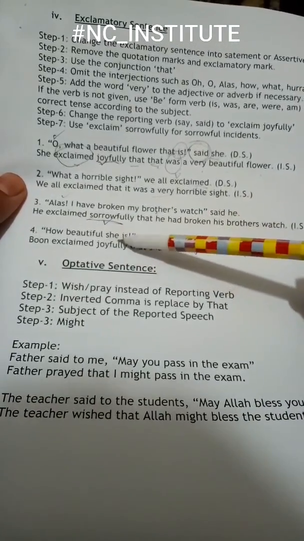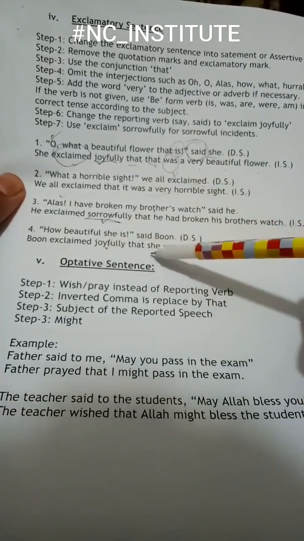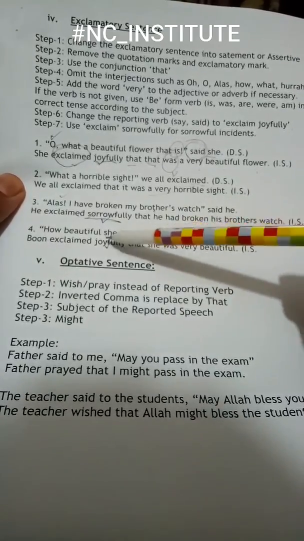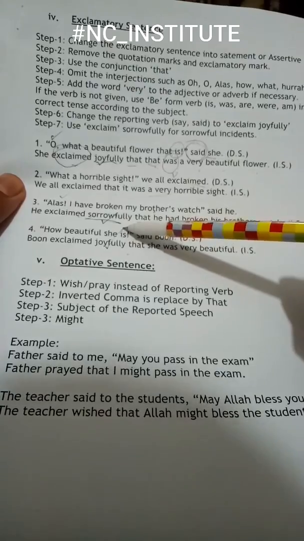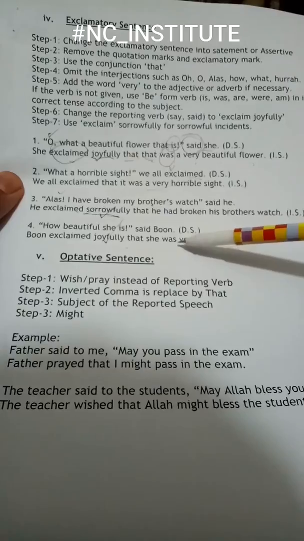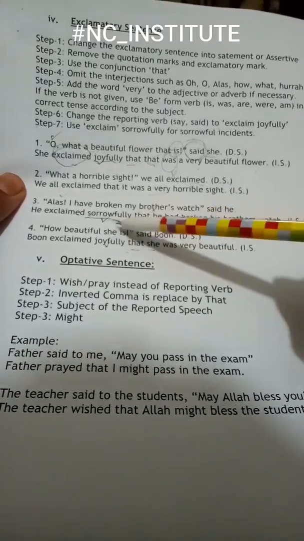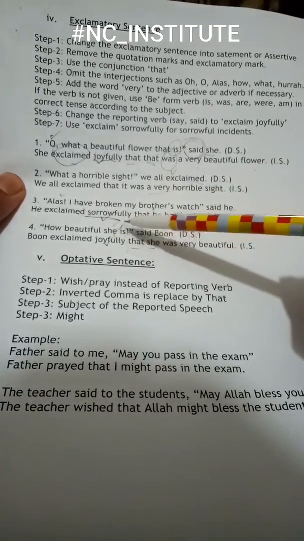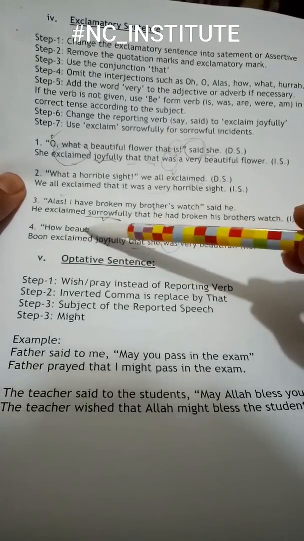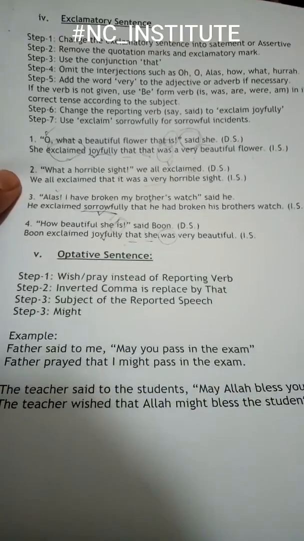It's simple. How beautiful she is. She exclaimed joyfully. There is a joyful reaction. That's why she exclaimed joyfully that she was very beautiful. This is a reverse structure. The note of exclamation is the reverse structure here. But now we need to keep it in assertive form. That's why after the subject she, is turns into was, very beautiful remains, and how becomes very beautiful here.